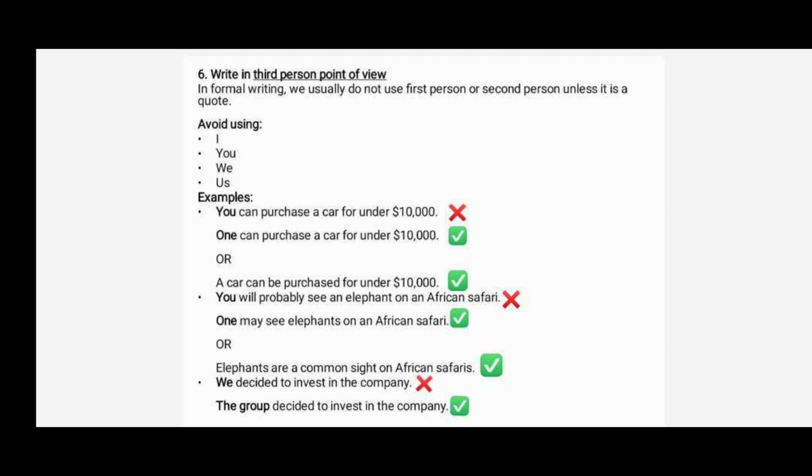Second example of what we should avoid: you will probably see an elephant on an African safari. Instead, we use one may see elephants on an African safari, or elephants are a common sight on African safaris. Third example of what we should avoid is we decided to invest in the company. Instead, the group decided to invest in the company.